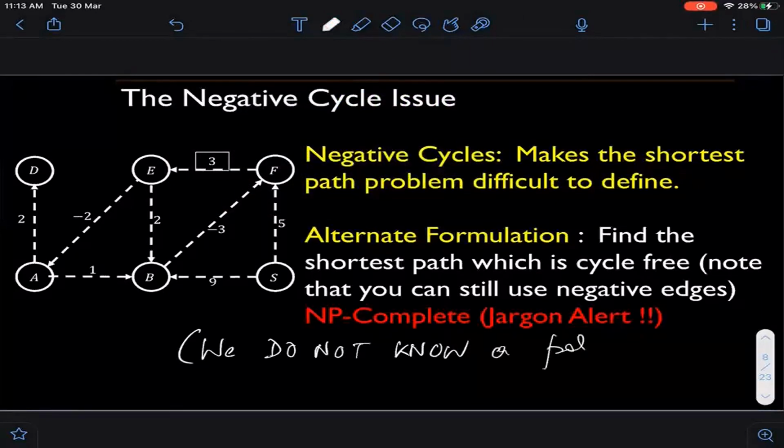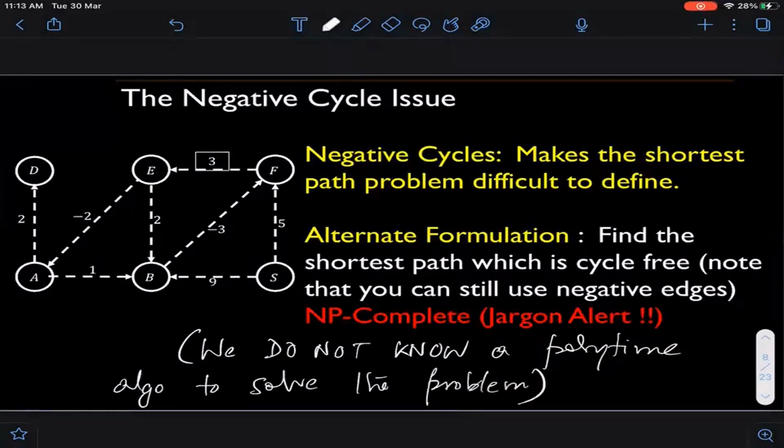a polynomial time algorithm to solve the problem. Even after 50 years of research, we don't know whether there exists a polynomial time algorithm to solve this problem. Remember, I'm not claiming that there does not exist a polynomial time algorithm. It might as well exist somewhere. Maybe we, as humans, are just too stupid to find that algorithm. But it's widely believed that such an algorithm cannot exist.